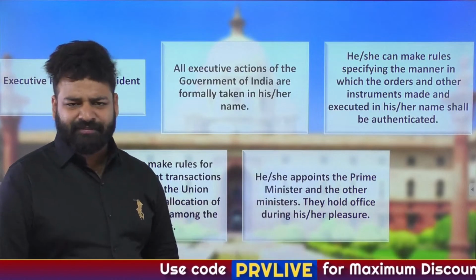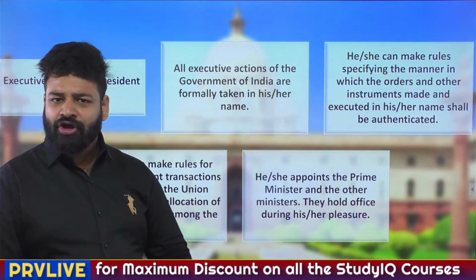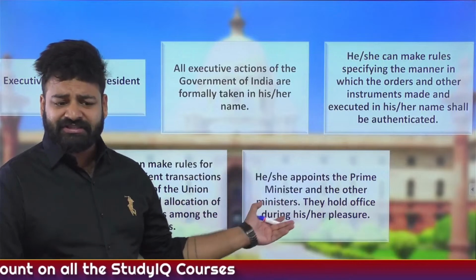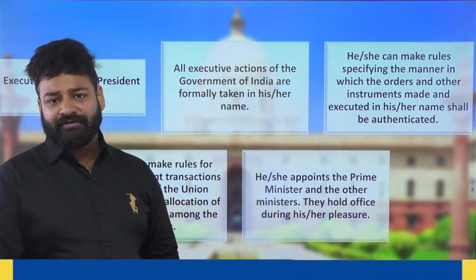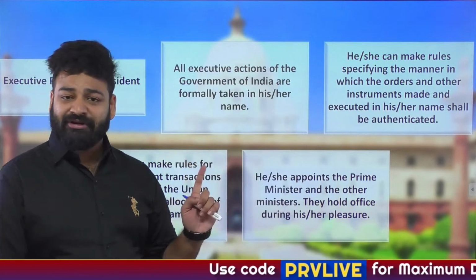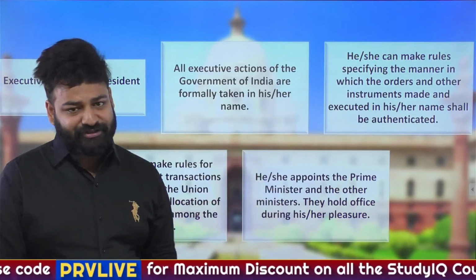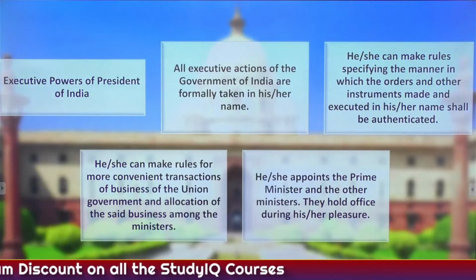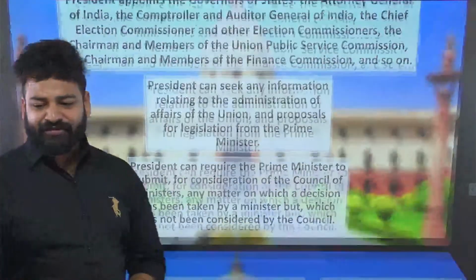For example, the Home Minister, External Affairs Minister, Education Minister, Commerce Minister, Aviation Minister, Defense Minister. These are the other ministers, that is the Union Council of Ministers. So the President appoints the Prime Minister and the Union Council of Ministers, along with the Cabinet Ministers, and they hold office during the pleasure of the President. So these are the executive powers.